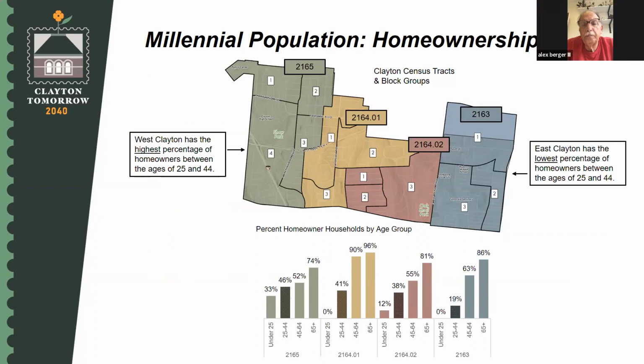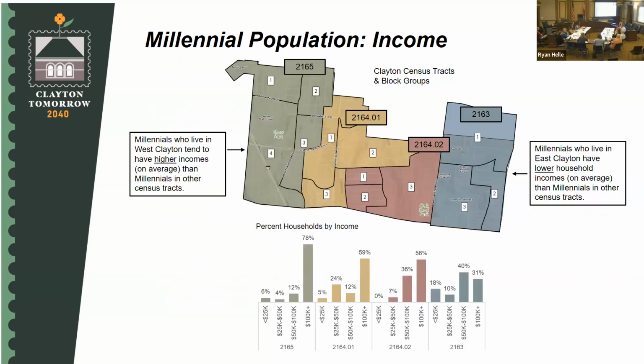There's also a correlation with the 18% who are earning less than $25,000 in the blue. So they're not buying houses. It makes sense. They're students.